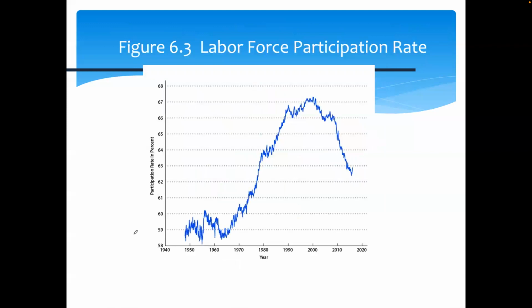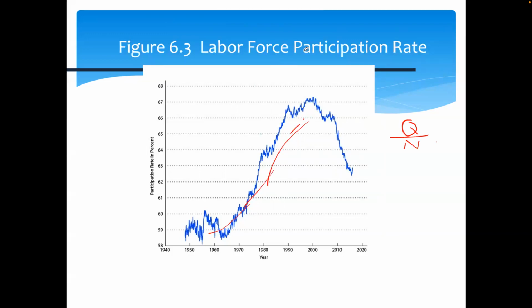The other thing is the labor force participation rate. What is the labor force participation rate? That is Q divided by population, again the adult population. So what have we seen from this graph? Again, this is after World War II. It increased after World War II, and then eventually it declined.